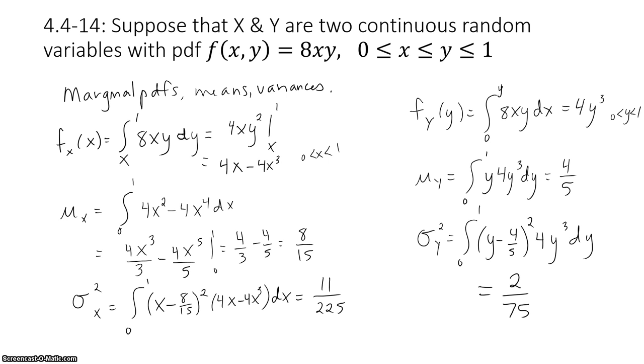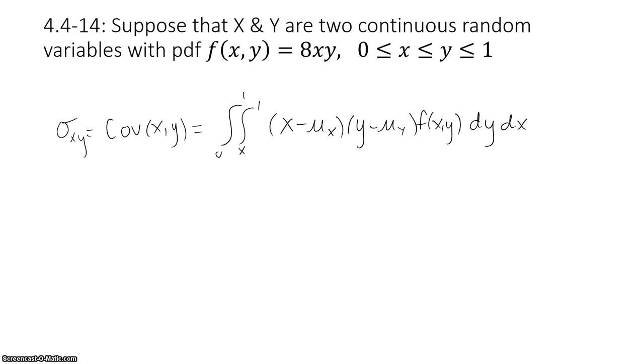Now I'm going to start working on my covariance. So the covariance of x and y can be found by integrating over all of the values of x and y, x minus mu sub x times y minus mu sub y times my PDF f of xy. And the reason that I'm doing this is because I'm looking for the expected value of x minus mu x times y minus mu y. Since I'm integrating with respect to y first, y is going to go from x to 1. And then when I integrate with respect to x, I'm going from 0 to 1.